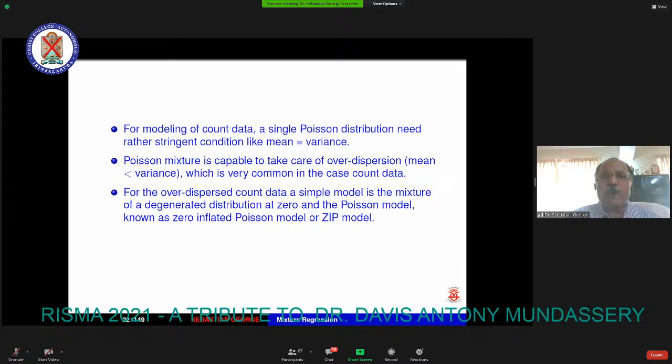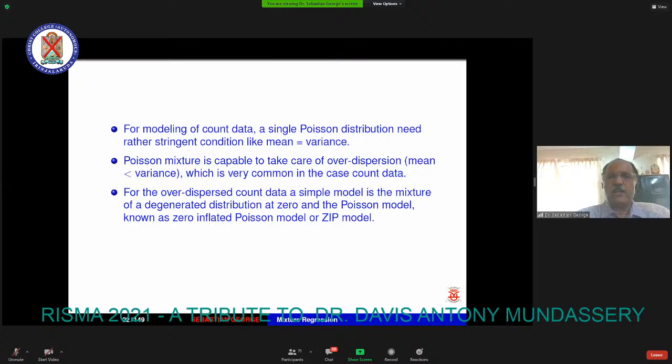For modeling count data, a single Poisson distribution needs a very stringent condition like mean equal to variance. But in many situations, the data will be overdispersed. The mean will be less than the variance, and sometimes the mean can be greater than the variance also. And in such situations, of course, this kind of mixture model is more apt.